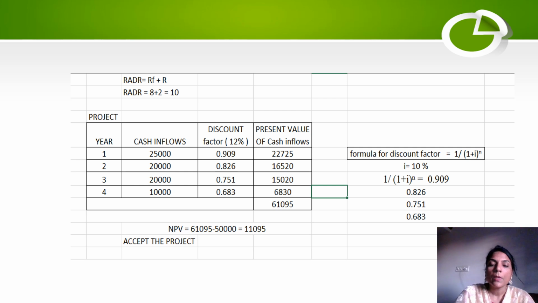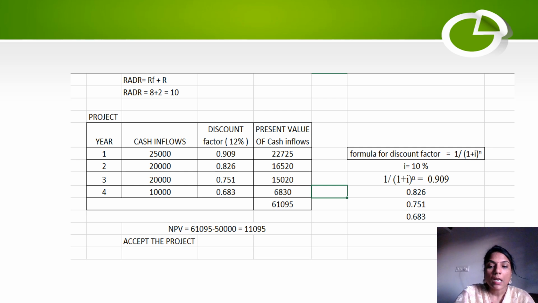So whenever the NPV is positive, we will be accepting the project. Whenever NPV is negative, it means that when you are investing in that particular project, we should reject those projects, because the company will incur a loss by investing in those projects or proposals. So in this, as the NPV we got is 11,000 positive, we should accept the project.